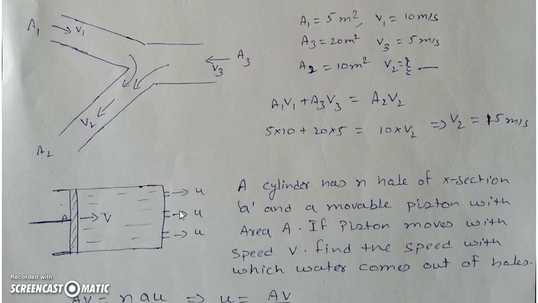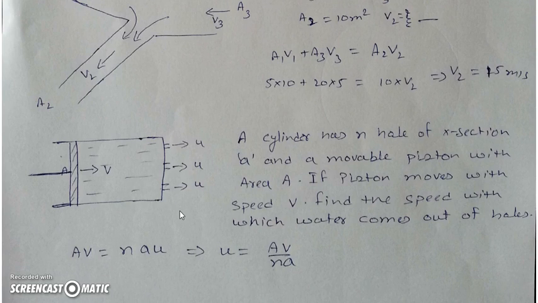Here's another important example in which, in this cylinder, there are n small holes each having cross sectional area small a, and a big piston having a cross sectional area of capital A. The piston is pushed with velocity v, and the fluid starts coming out from these holes with some velocity u. You have to find u in terms of capital A, v, and small a.